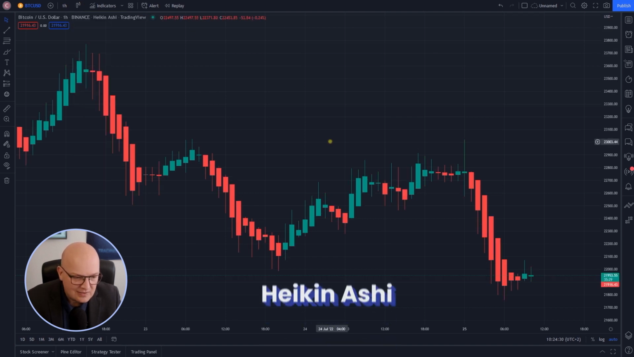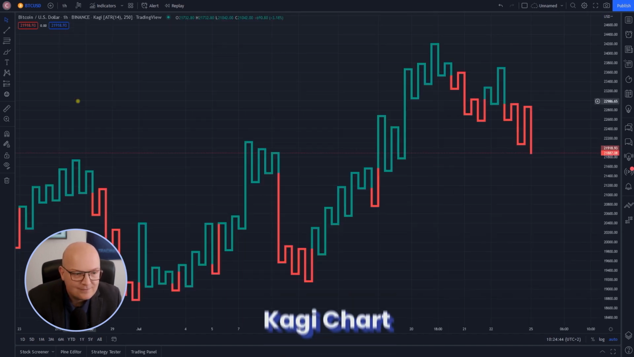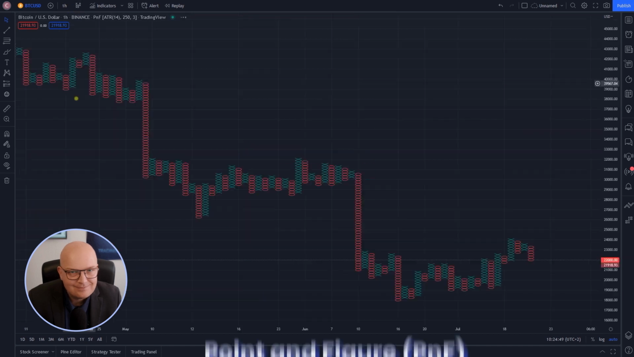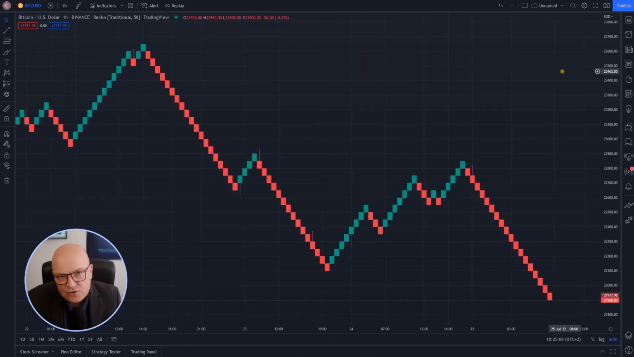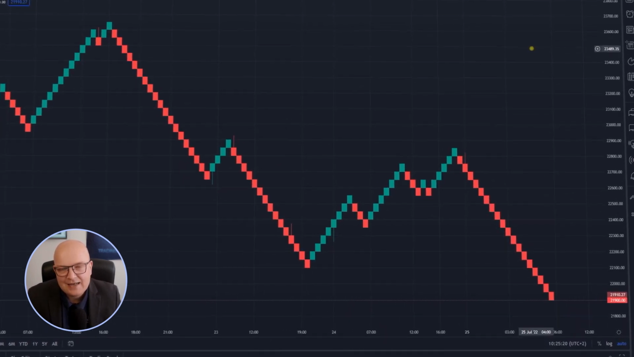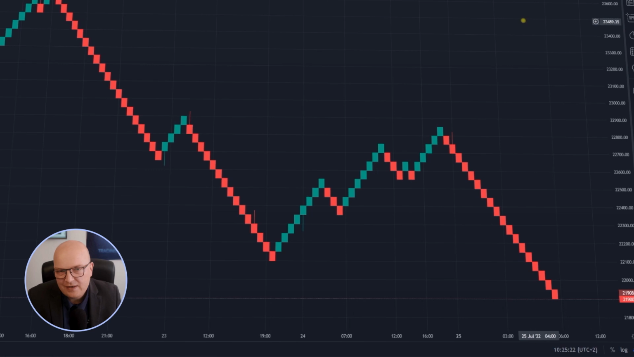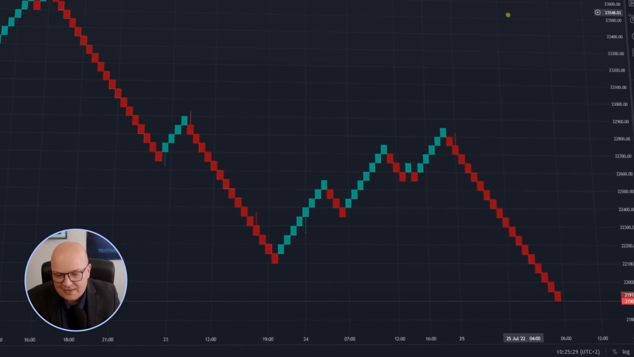Other popular charts are so-called Heikin Ashi charts, line break charts, Kagi charts, or for example point and figure charts. A special type of chart which I personally also like to use a lot is the so-called Renko chart. Here you define a price movement that has to take place until a new box, either in green color, which indicates a move upwards, or in red color, which indicates a move downwards, is painted.